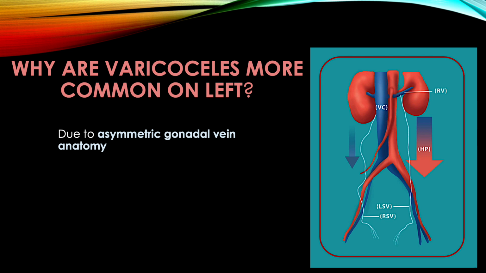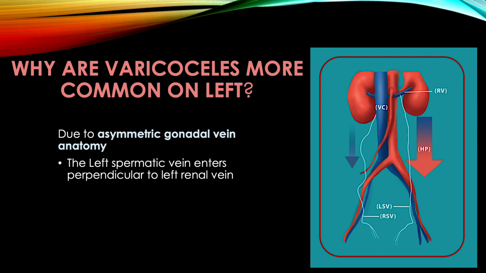Why are varicoceles more common on the left? The reason is asymmetric gonadal vein anatomy. We can see in this image the renal vein, the left spermatic vein, the right spermatic vein, and the vena cava.